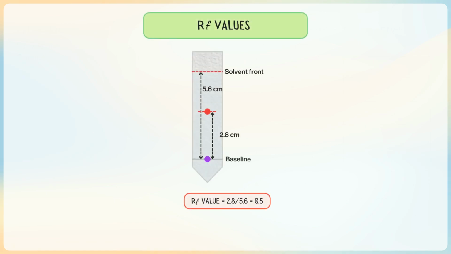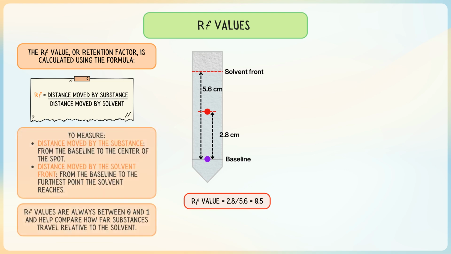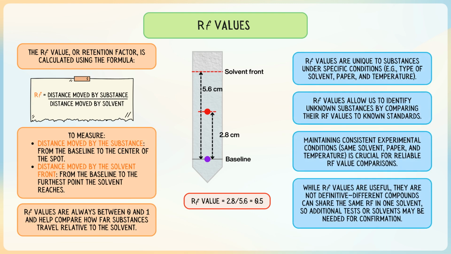In today's lesson, we introduced the concept of RF values in chromatography. We learned that the RF value is a numerical measure of how far a substance travels on a chromatogram relative to the solvent front. We learned that it can be calculated using the formula: distance moved by the substance divided by the distance moved by the solvent. We discussed that each compound has a unique RF value in specific solvents, allowing for identification by comparing these values to known standards. By mastering this concept, you are now equipped to interpret chromatograms more effectively and use RF values to identify unknown substances. This knowledge will enhance your ability to analyze mixtures in both scientific and practical contexts.